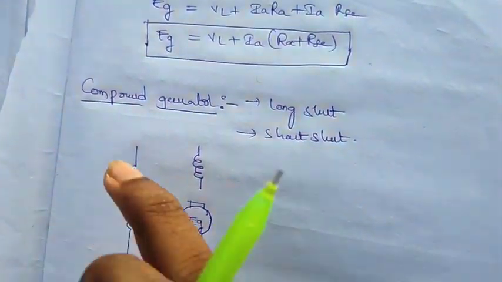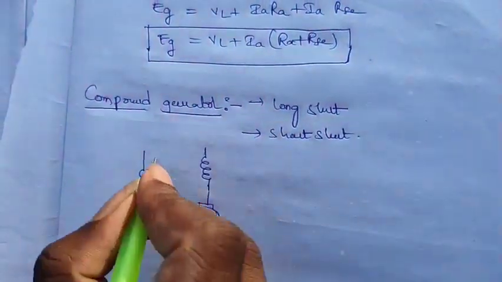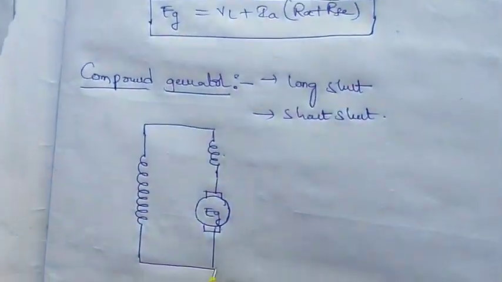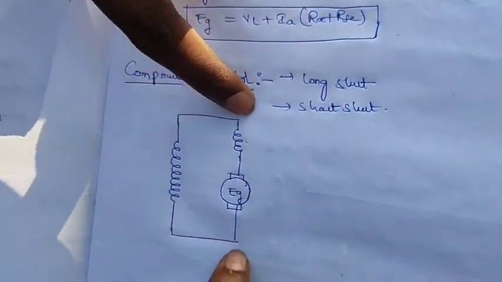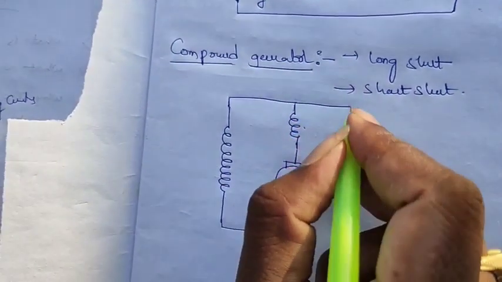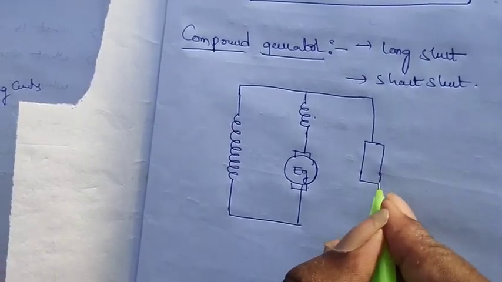So in long shunt, the shunt field is connected across both the series field and the armature. The field winding is connected across both. That's why it is called long shunt. That was studied in yesterday's class.